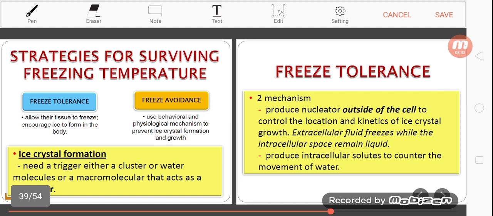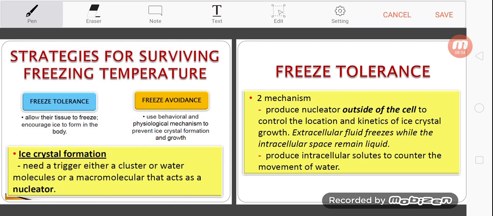This one, strategies for surviving freezing temperature at cellular level. Okay, so there are two mechanisms or two approaches, whether to survive in cold temperature: whether to tolerate the cold temperature, okay, or to avoid the cold temperature.